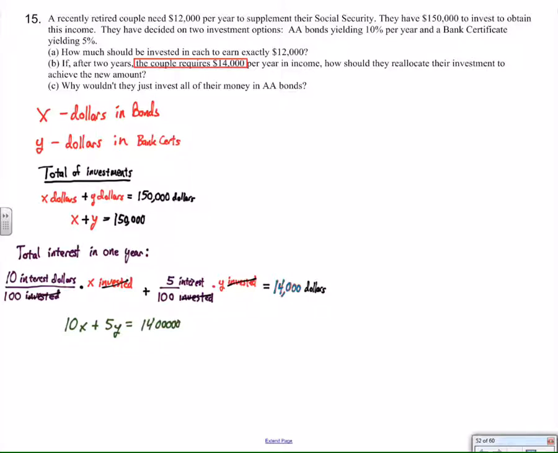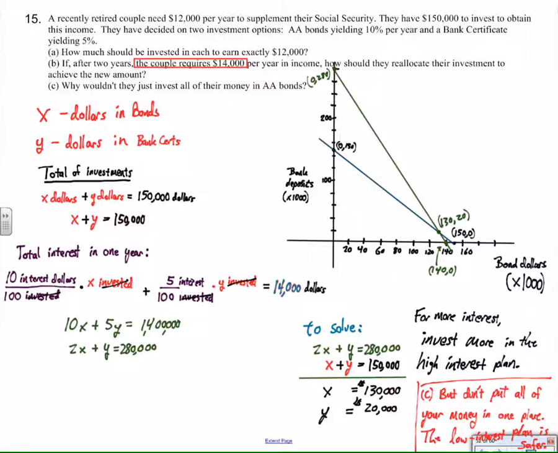So I do the same simplification, and I end up with 2x plus y equals 280,000 instead of what I had before. Anyway, now my graph has changed. Basically, this green line is the new line in the graph, and it makes sense that if I want to get more money out of my investment, 14,000 instead of 12,000, I'm going to need to put more money into the high interest rather than the low interest. So if I want more money than I made before, put more money in the high interest and you'll make more money. That's just common sense, really.